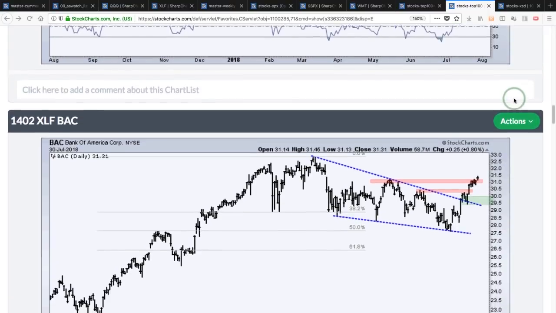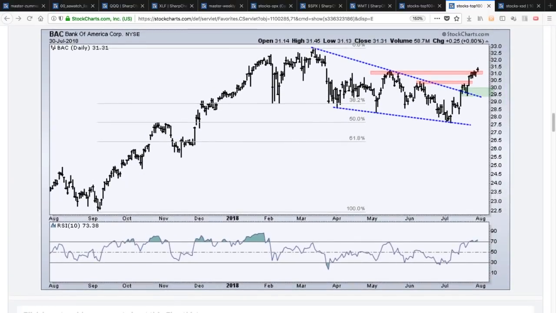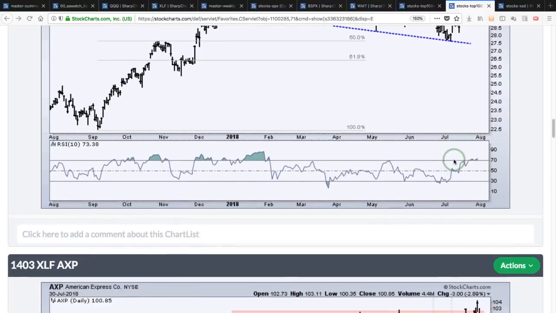Now, the next one we're going to see is Bank of America. It's not quite as strong as JP Morgan, but you can see it did just edge above that May high. So it's at its highest level since March there. But we have the similar structure, the wedge correction, the wedge breakout. And again, if we get a pullback, I'm going to look for support in that 29.5, 30 area.